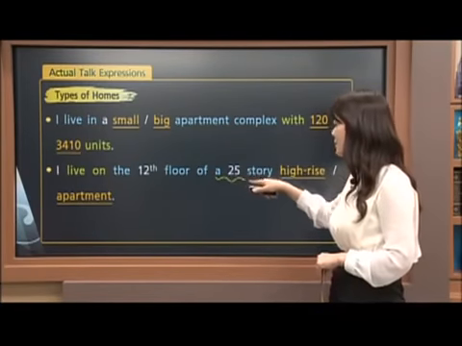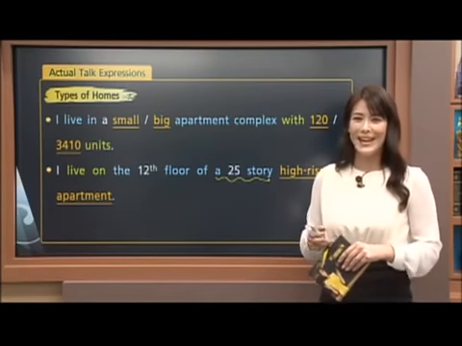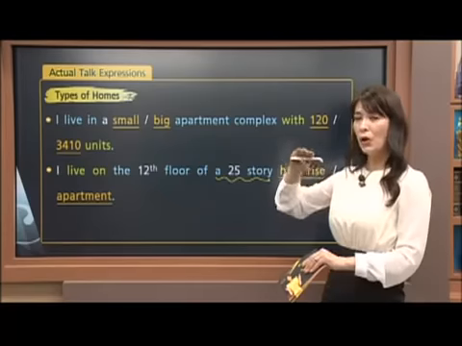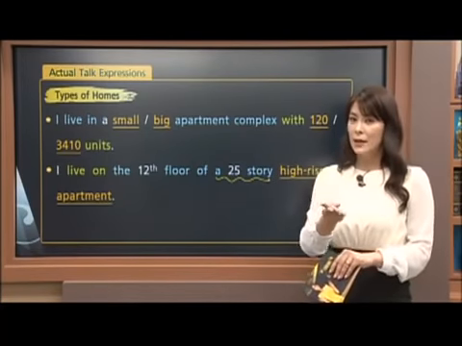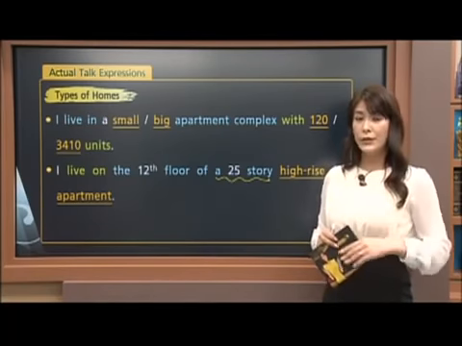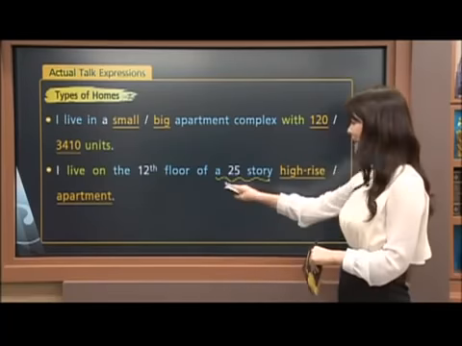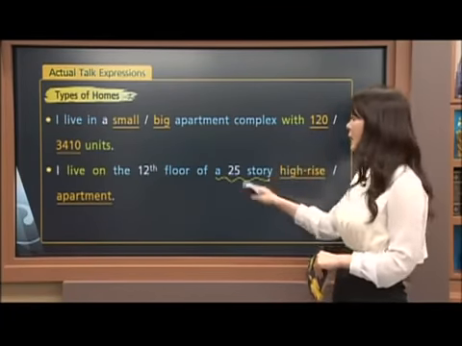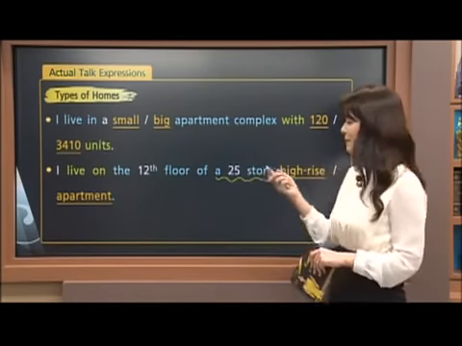A 25-story, what does this mean? We're not talking about a story we often tell children. We're talking about how tall the building is, how many floors the apartment building has. So if you live in an apartment with 12 floors, you would call it a 12-story apartment, okay? In this case, this apartment building has 25 floors, a 25-story high-rise or a 25-story apartment.